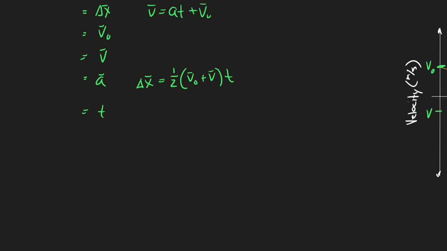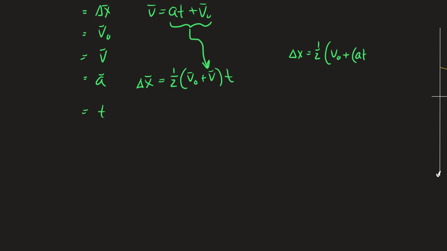Since this is already solved for final velocity, which is kind of why I brought it up, I can take everything that's here and plug it into final velocity right there. If I do this, I'm going to create a new relationship that will have the 4 motion variables in it, but not final velocity. So let's try. Now here's where I have to do my substitution. It's AT plus V naught. There.